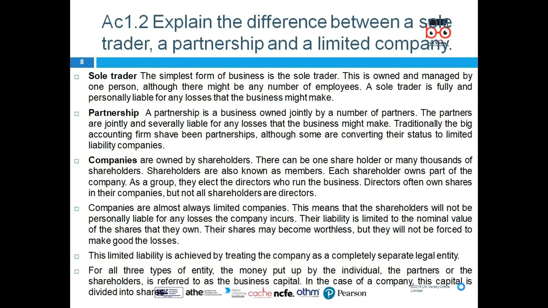Sole trader is a one-person business. Partnership is two and more, up to 20, and the Partnership Act 1890 in the UK governs it. If we don't have a written agreement, we're supposed to share profits and losses equally.